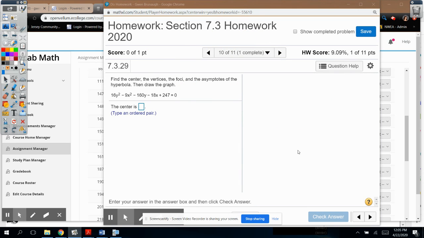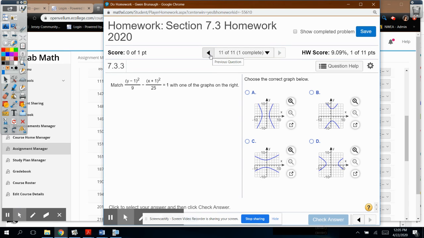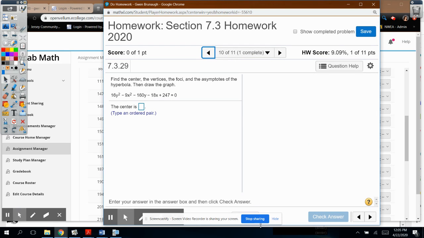I'm going to stop the video in case it's getting long because I have to complete the square here on number 10. That might take me a minute. Okay, so I'm going to stop the video.